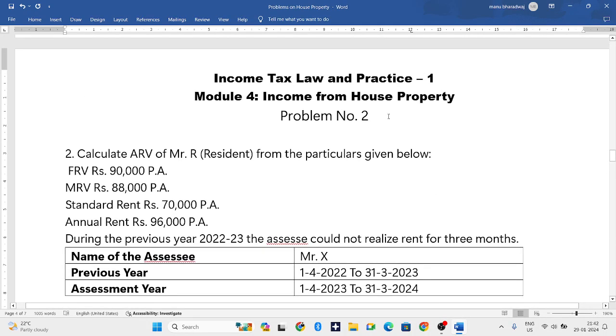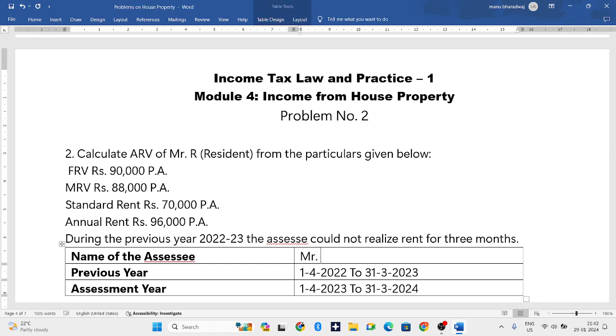In this particular video, we'll be solving one more problem related to income from house property. The question is on the screen. Calculate GAV, gross annual value of Mr. R, who is a resident, from the particulars given below.